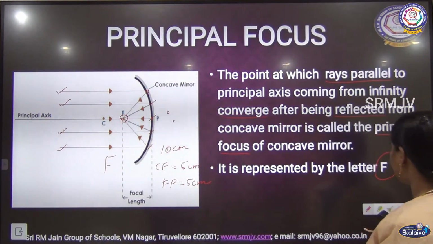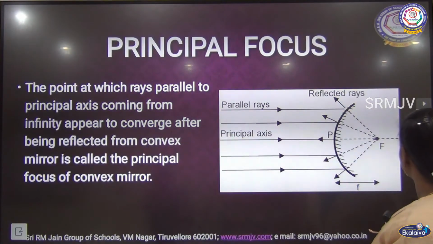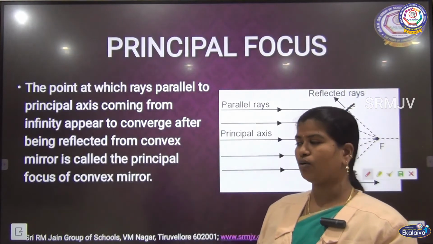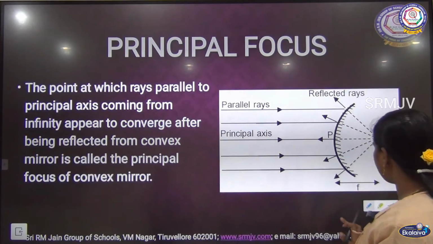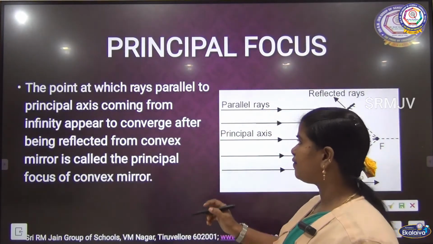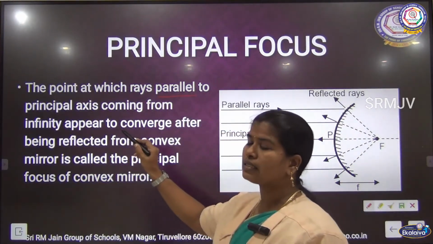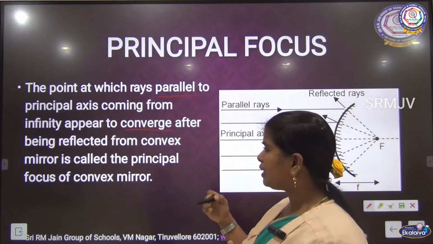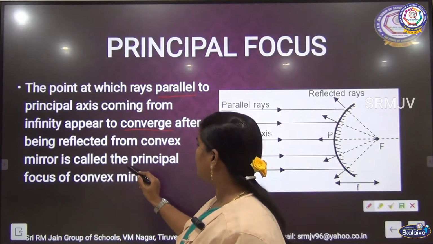Now we will move on to the next term, principal focus in the case of a convex mirror. There is a difference between concave and convex, and what is that difference? Let us define it. The point at which rays parallel to the principal axis coming from infinity appear to converge after being reflected from a convex mirror is called the principal focus.